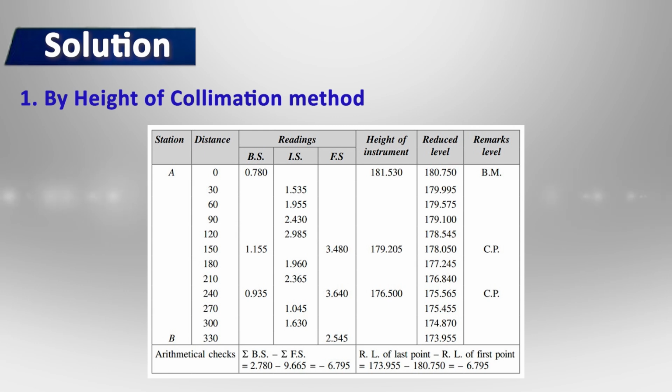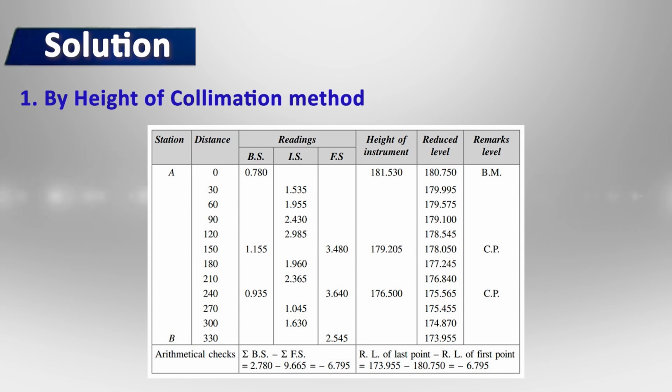So, we will calculate for the distance of 30 meters. The reduced level would be the height of instrument, that is 181.530 meters, minus the intermediate sight, that is 1.535, which will result in 179.995 meters. For the reduced level for the distance of 60 meters, it would be the height of instrument, 181.530, minus 1.955 meters, which will result in 179.575 meters.